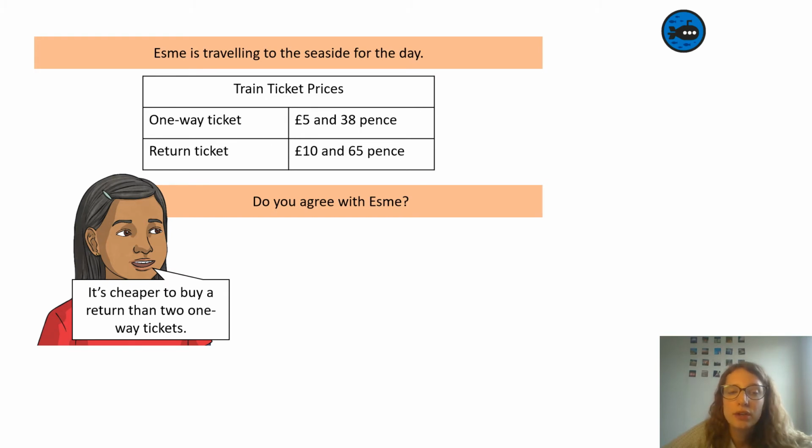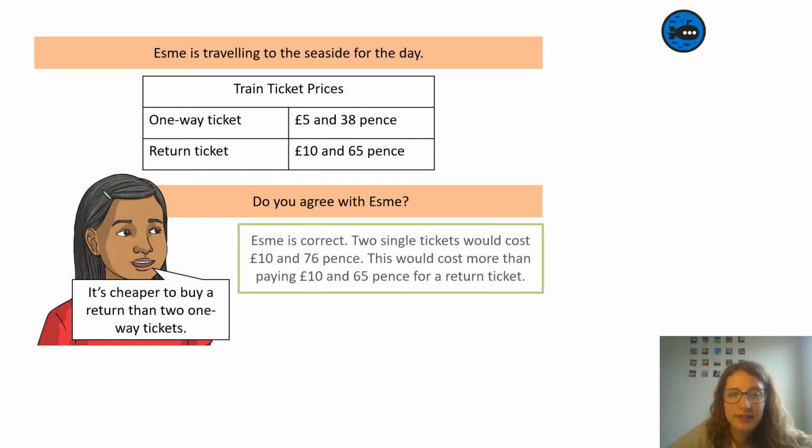Okay, so look at the costs of the 2 tickets. Do you agree? Is it cheaper to buy a return ticket on its own or 2 one-way tickets? So work out the cost of 2 one-way tickets first of all, and then compare them. Which one is cheaper? So pause it, work it out, and press play when you're ready. Okay, Esme is correct. 2 single tickets would cost £10.76, and that is more than the return ticket. Okay, so it's 11p more.